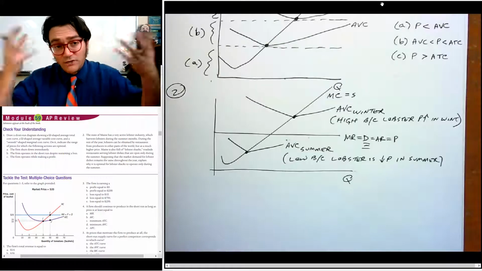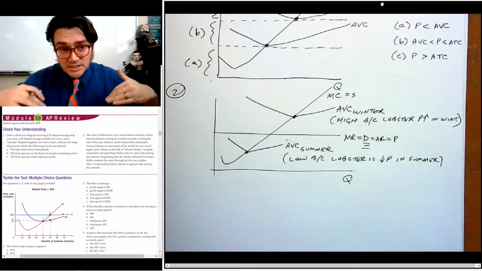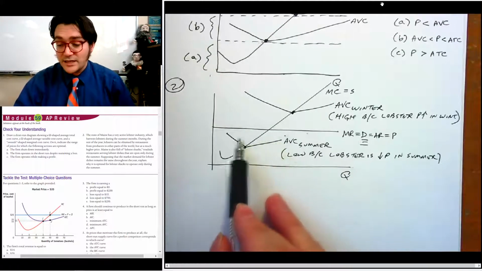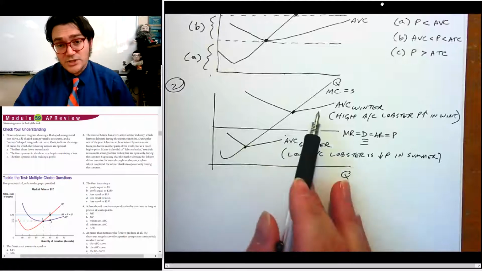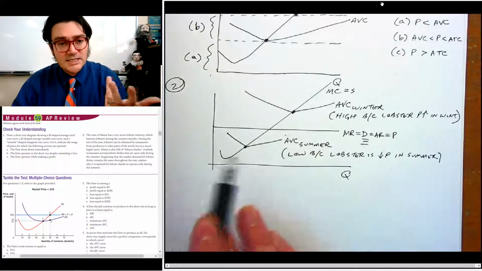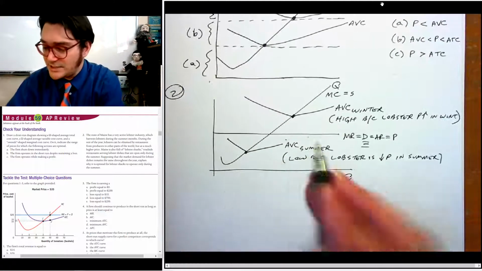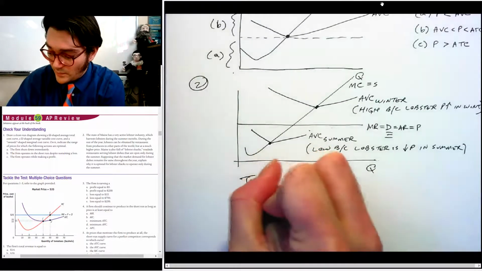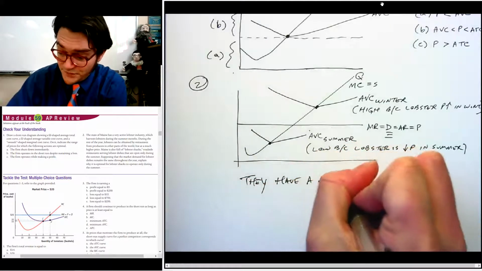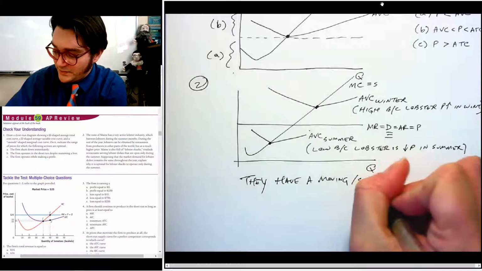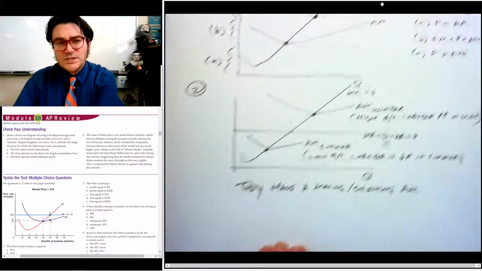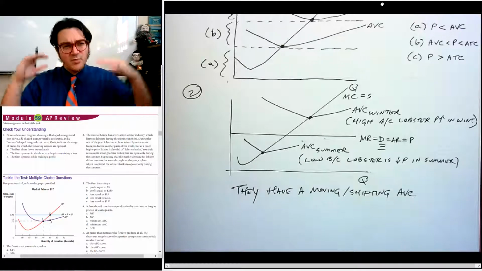So when the harvest comes in, the cost of buying the lobsters is really, really low. And so they'll operate when the AVC is low, but they'll shut down when the AVC is too high. That's essentially the explanation: they have a shifting AVC.